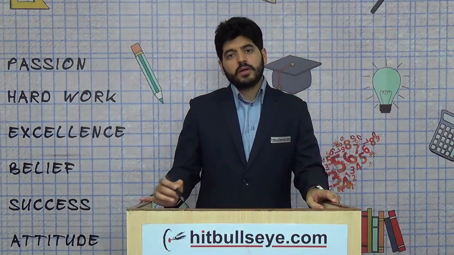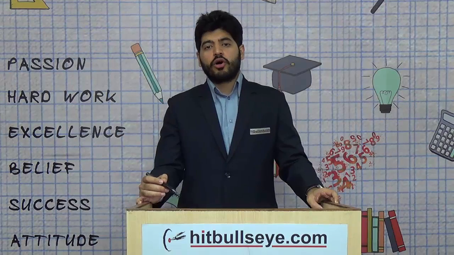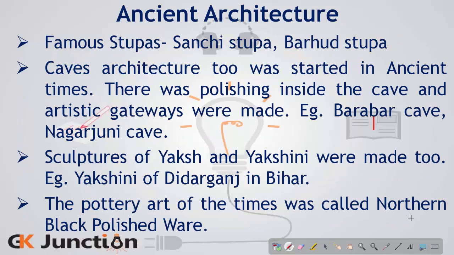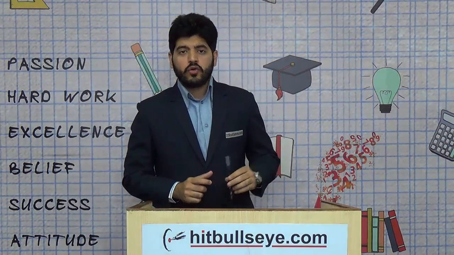So talking a bit about pillars, pillars were most popular in the Mauryan and the post-Mauryan period. And one of the most popular pillars that we have in the country was that of Sarnath pillar and the pillar at Lauria Nandangarh. Apart from that, we also have various stupas. Stupas are the masterpiece of Buddhist architecture, and in that the most famous we have is the Sanchi Stupa and the Barhut Stupa.